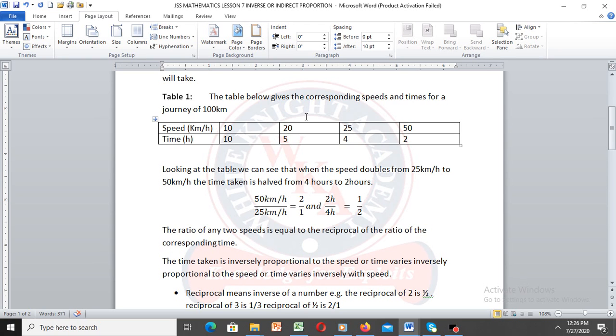When we consider the ratio of 20 and 10, which is 20 over 10, that is 2 over 1. And we consider the time, 5 over 10, that is 1 over 2. So we see that they are reciprocals.